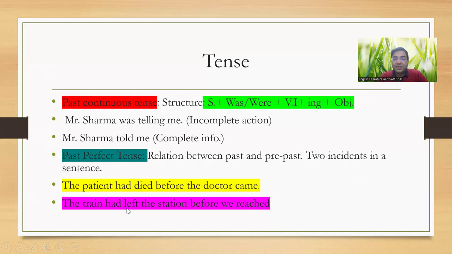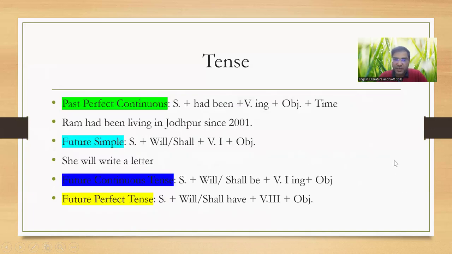In the next sentence, the train had left the station before we reached. So there are two actions: the leaving of the train and our reaching the station. So the first action is the leaving of the train. The train had left the station before we reached. So there are two actions, and that's important here in the past perfect tense.